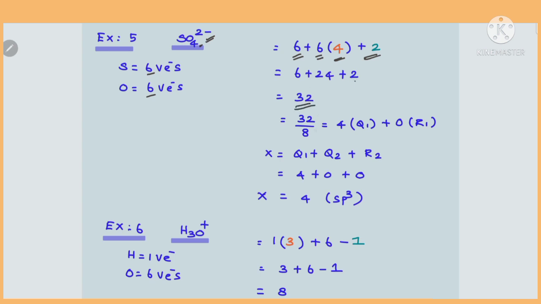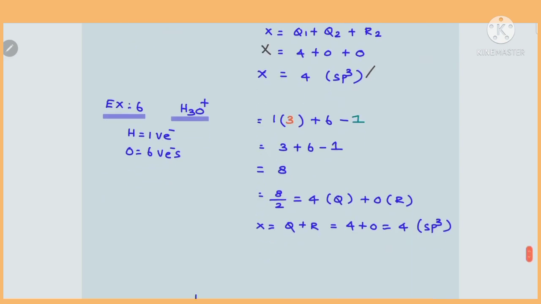Above 9, so divide by 8. Exactly divided 4 times, Q1 and R1. So ultimately you get X equal to 4. 4 means the hybridization is sp3. That is the anion.